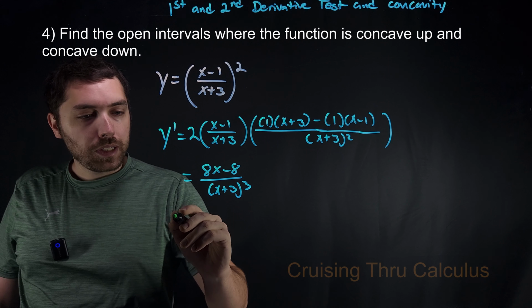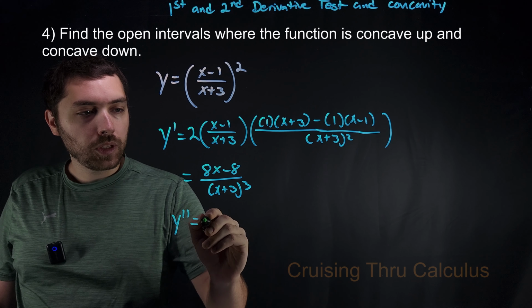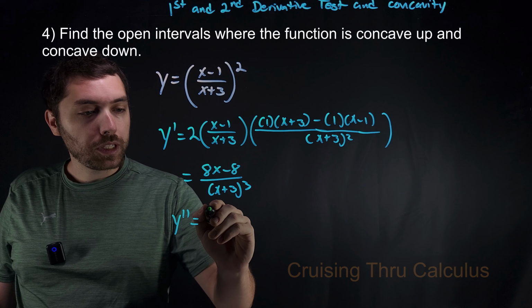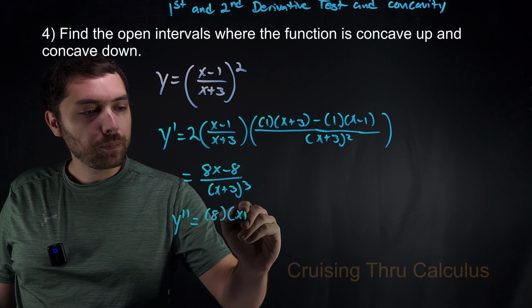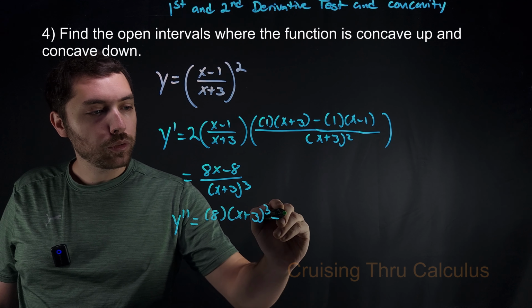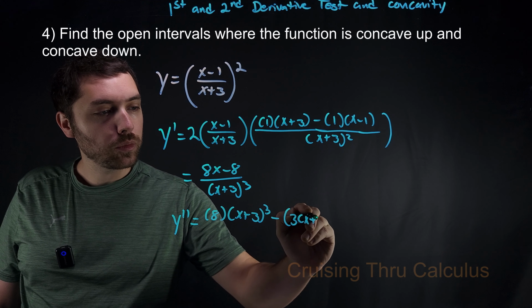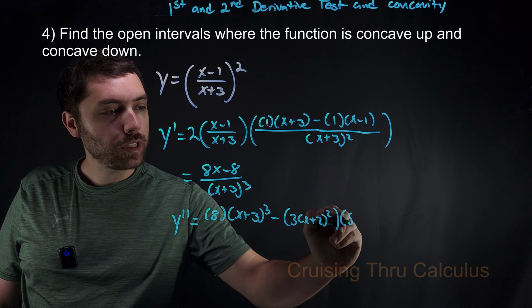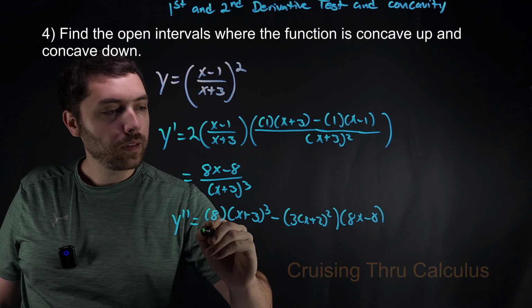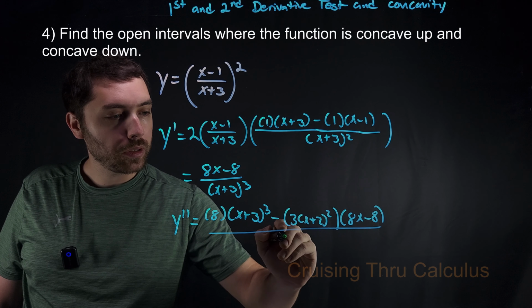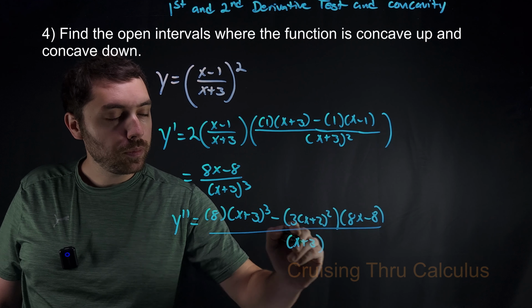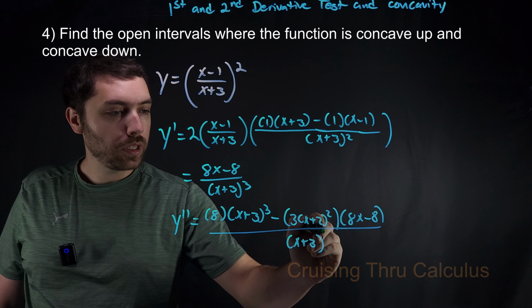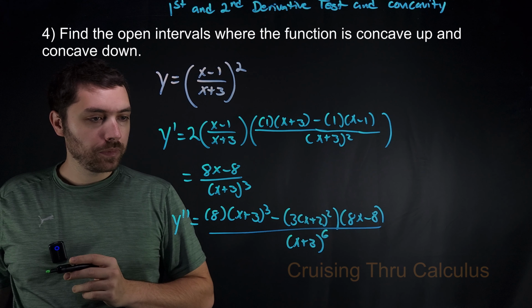All right, time to find the second derivative. We're going to need to use the quotient rule. So we're going to need the derivative of the top times the bottom minus the derivative of the bottom, so we're going to need to use the chain rule, times the top, all over the denominator squared. Now, it was already cubed to begin with, so if you cube and then square it, you're going to get to the power of 6 here.